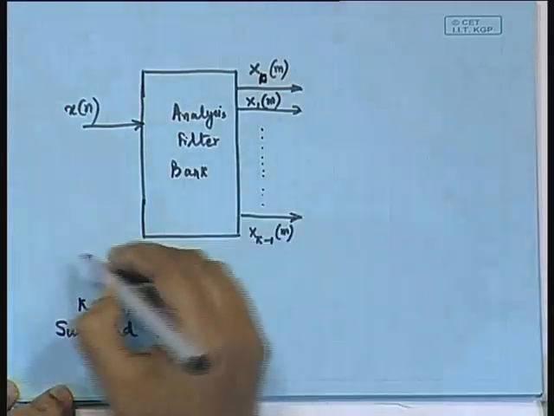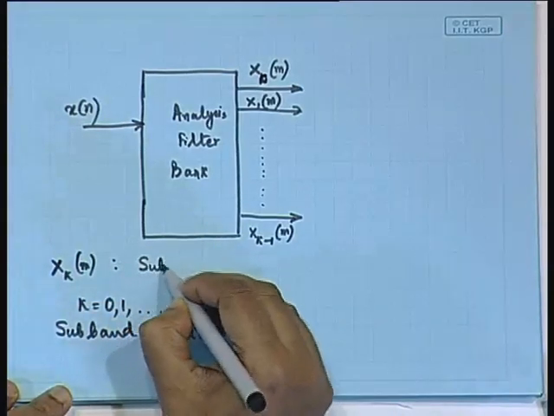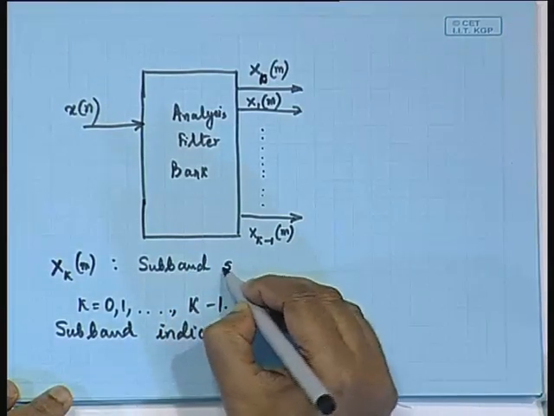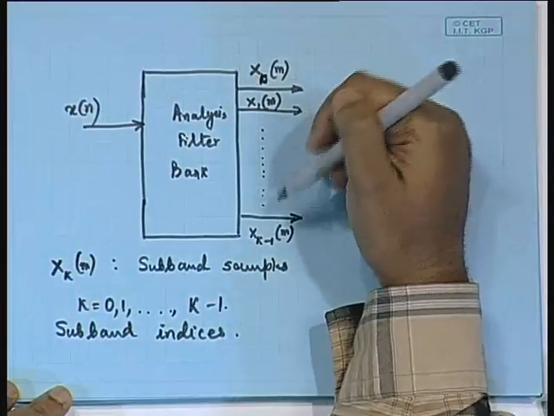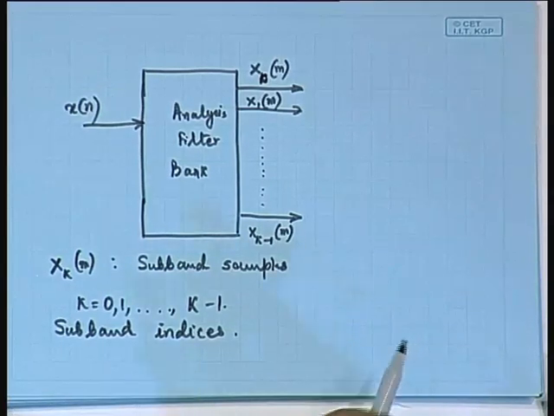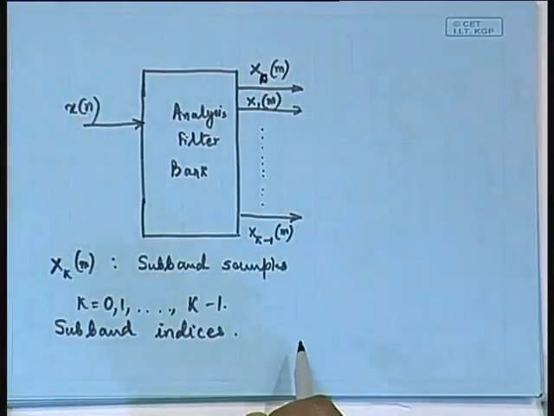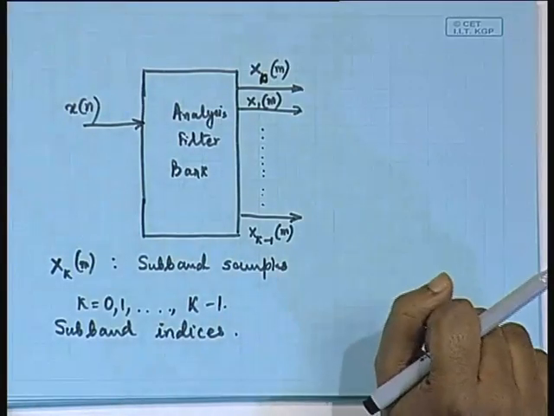And this x k of m indicates the subband samples, or what we obtain after filtering x of n through the different subbands. So, x k of m basically indicates the kth filter response when the signal x of n is put through this analysis filter bank. The analysis filter bank basically analyzes the signal into several such subbands, and there are up to capital K such subbands available at the output of the analysis filter bank.